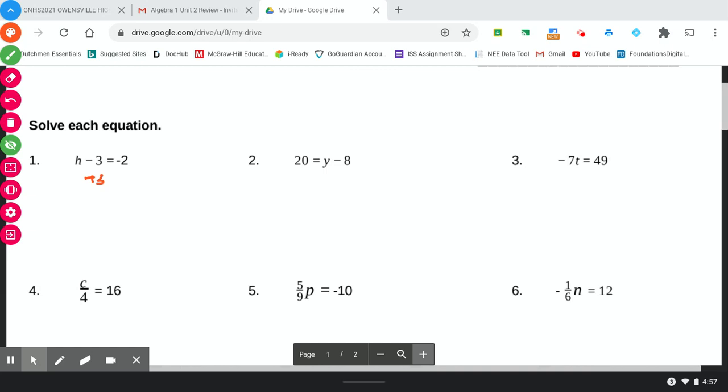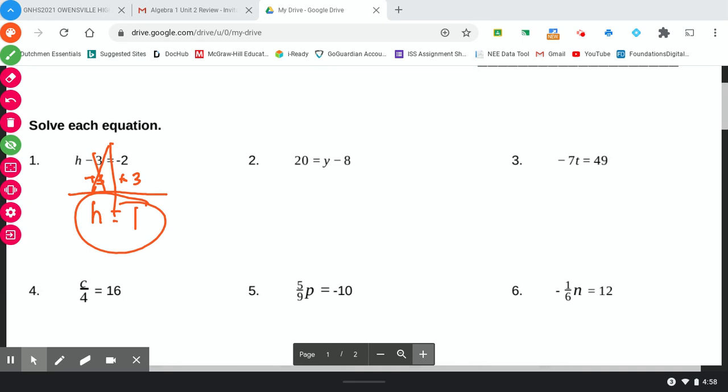And if I add 3 to negative 3, that gives me 0. The thing is I have to do the same exact thing to the other side. So I add 3 over here. So it eliminates the 3 on this side, leaves me with just h on this side, which is what we wanted. And then negative 2 plus 3 gives us a positive 1. So now we know that h is 1.